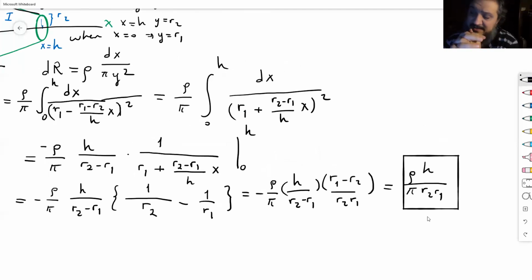All right, it's still linearly proportional to h, which is as expected, okay? The longer the cable, the greater the resistance. But in the denominator, it's not R1 squared, it's not R2 squared, it's pi R1 times R2.